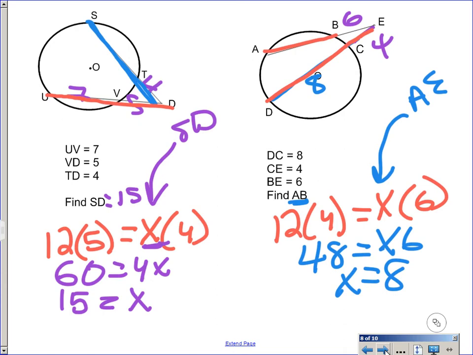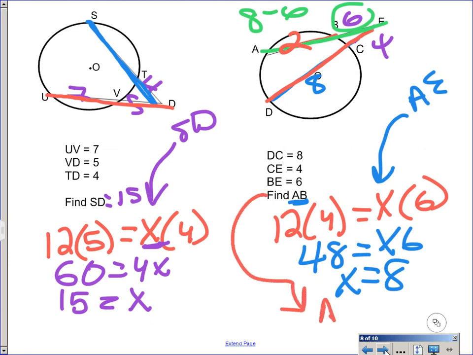So if the entire segment here, A to E, is 8, then I'm going to subtract the outside, 8 minus 6 is going to give me 2. So in this situation, A to B is going to equal 2.